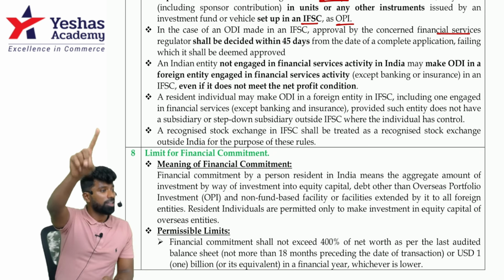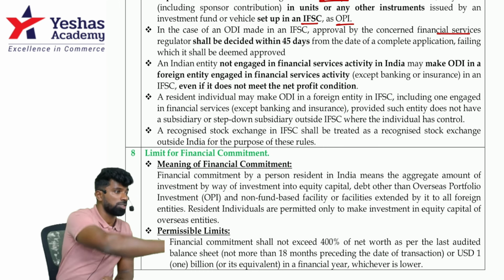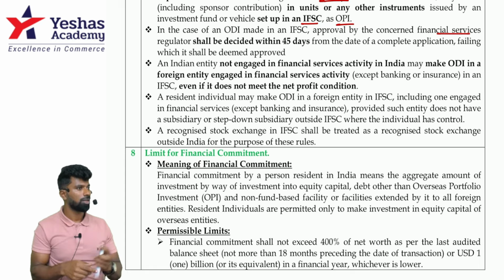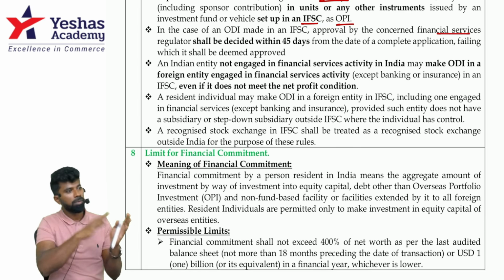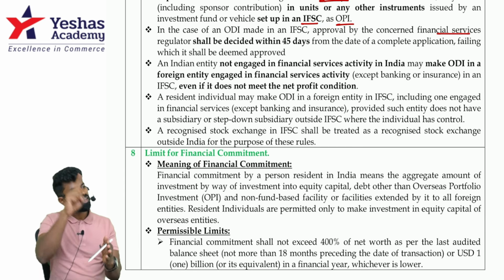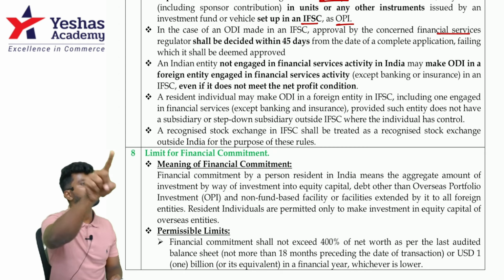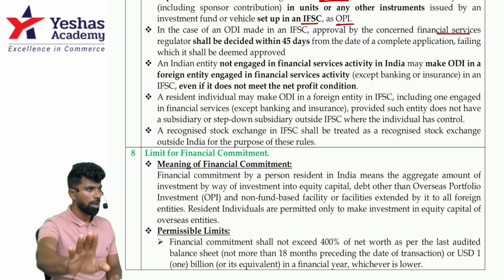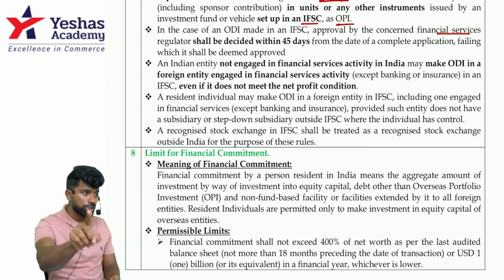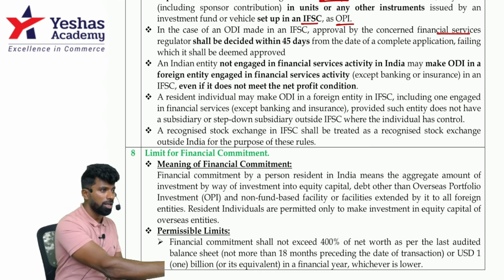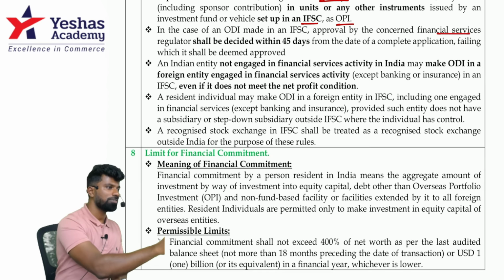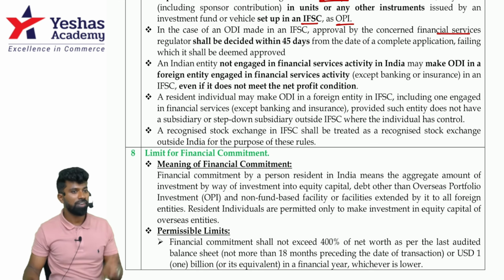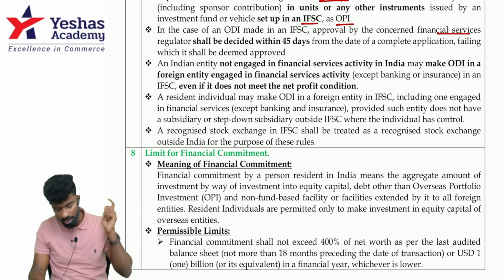the entity which is in the IFSC should not have a step-down subsidiary outside the IFSC in which I have control. I am a company. I am into a manufacturing sector. I want to invest in a company which is in the IFSC center into financial sector. Can I do the investment? Yes, provided that the IFSC unit should not have a step-down subsidiary outside the IFSC where I have control. If I don't have control, it is allowed. Clear?